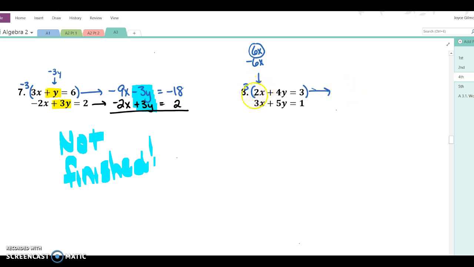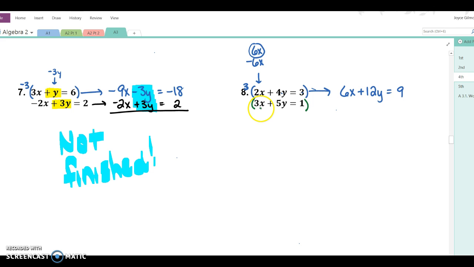And don't forget, it's basically distributing. You have to multiply every single term by 3. So 3 times 2x is 6x. 3 times 4y is 12y. 3 times 3 is 9. Okay.